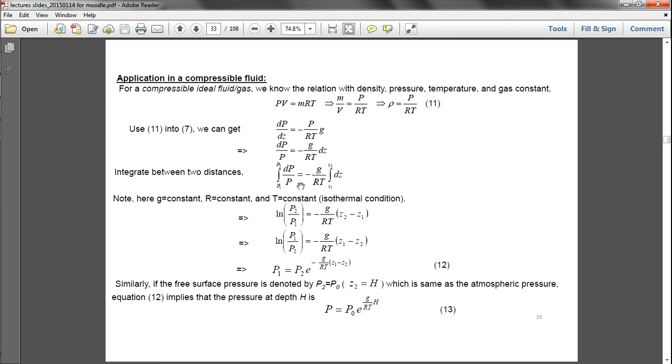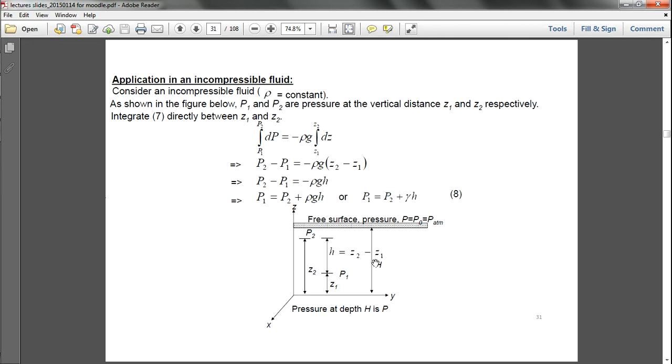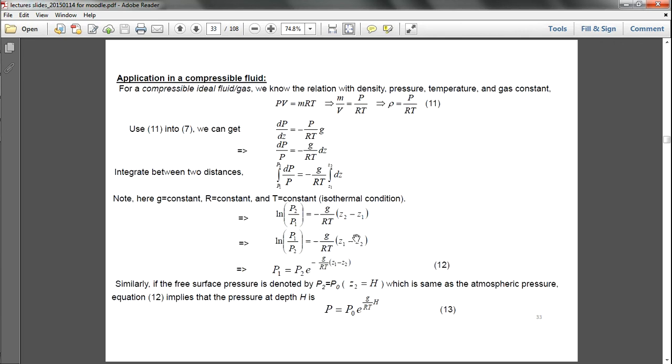And then you solve using the same approach from Z1 to Z2, but in this case it's compressible fluid. However, this diagram can be applicable.